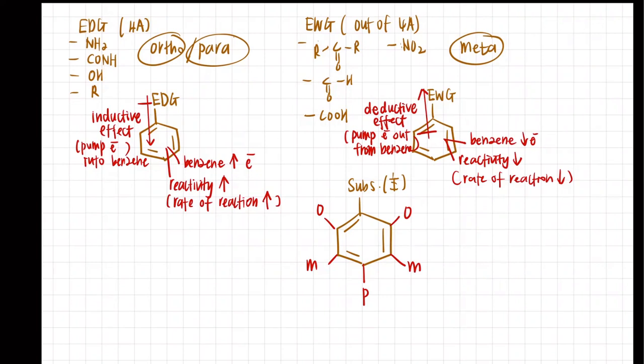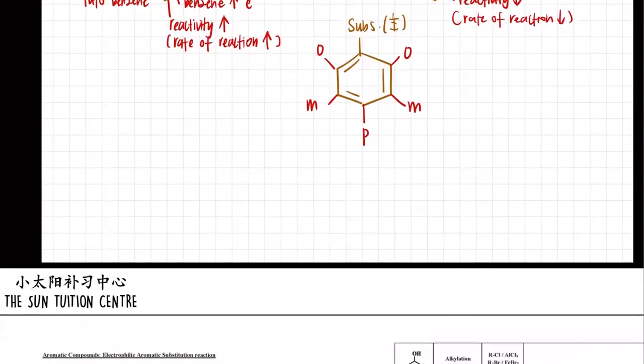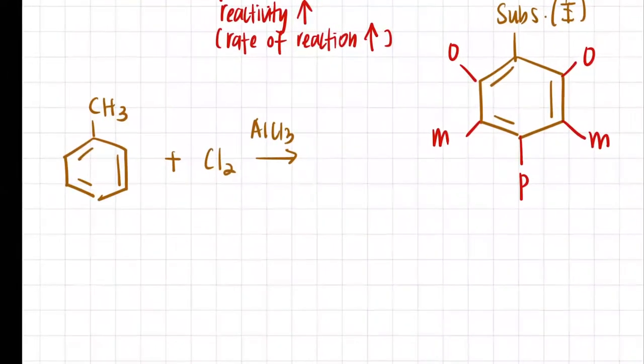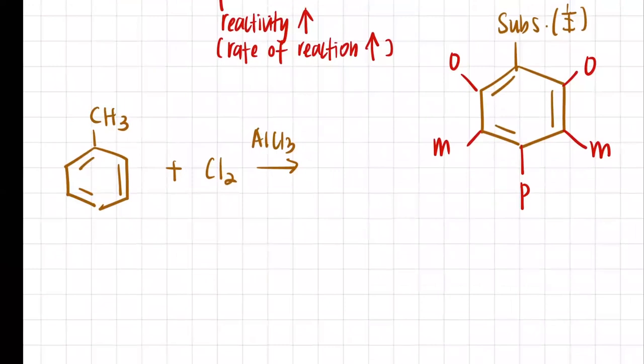So I'll give you an example here. Teacher puts CH3 here at first. First you have to identify what substituent is present in your benzene ring. Later it reacts with chlorine, for example, with AlCl3. Now I want you to answer, based on this reaction, what is the substituent present in the benzene ring?